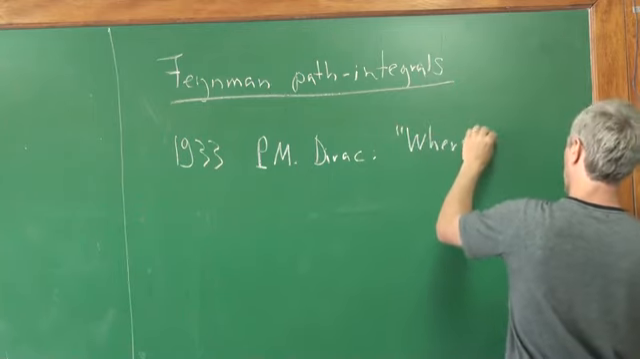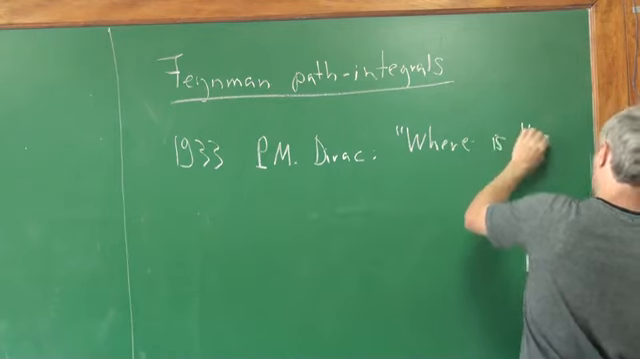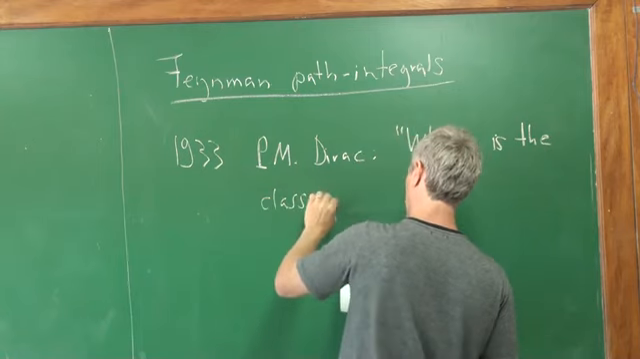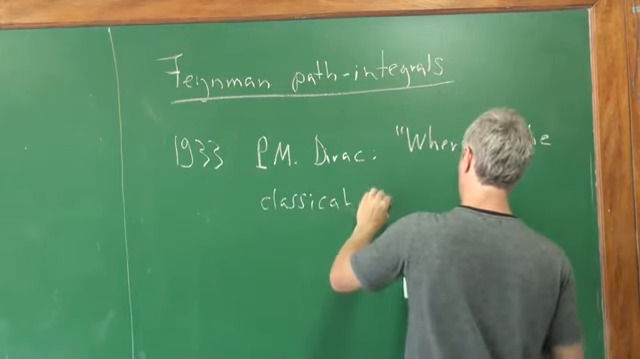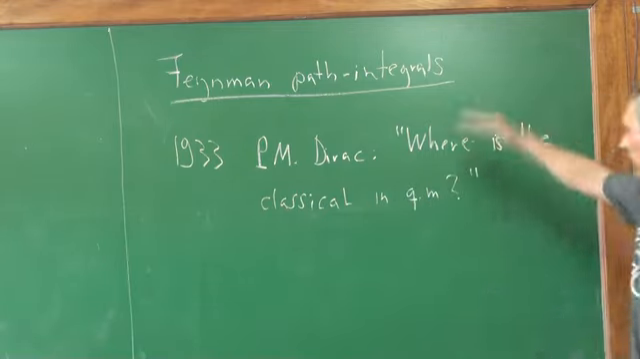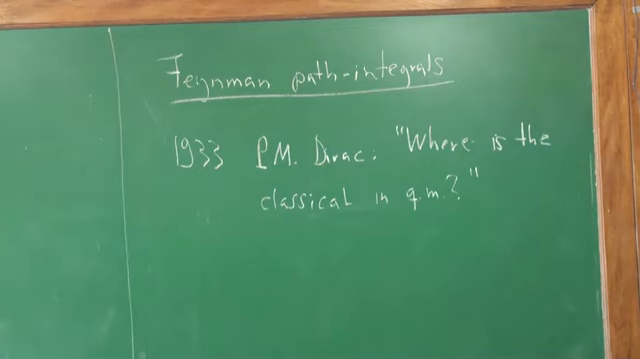Where is the classical action in quantum mechanics? So, why is there a formulation where the classical action is fundamental to our understanding of classical mechanics, but where is this classical action actually appearing in quantum mechanics?